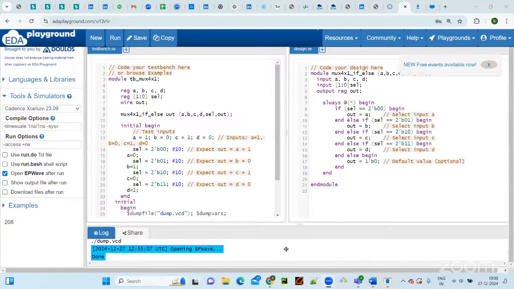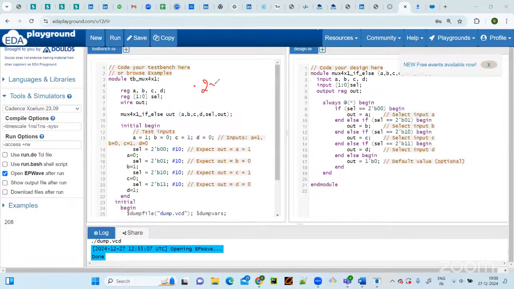Let us quickly recap our yesterday's discussion, where we saw how to write code. Yesterday we saw a 2x1 mux. We saw the code for the 2x1 mux in which level? Gate level modeling style, right?